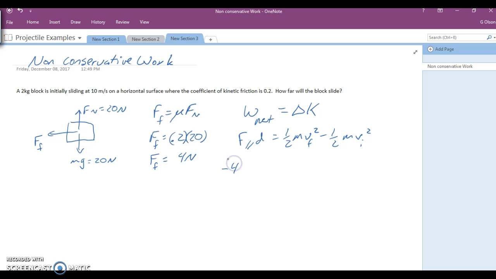Now I'm going to call that negative 4 newtons because it's opposing motion, and I know friction in this case is doing negative work because it's opposing the motion. The distance, that's what we're looking for, so we'll call that d.